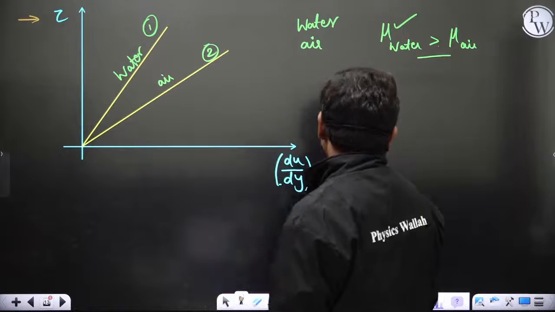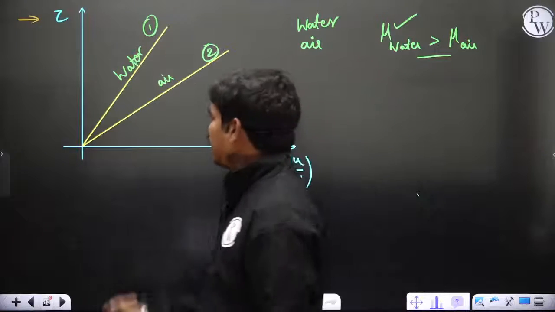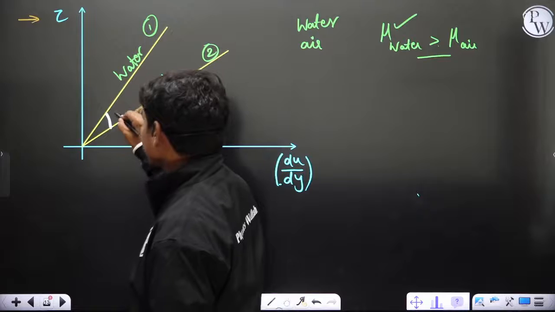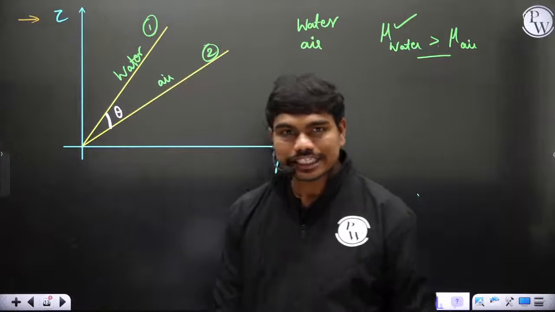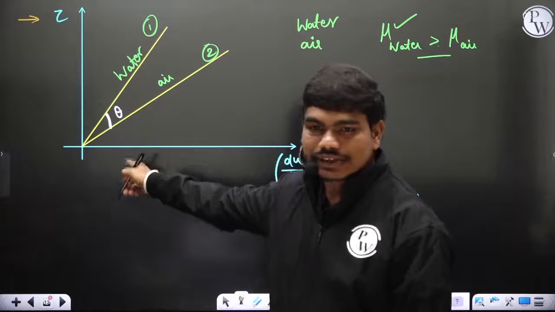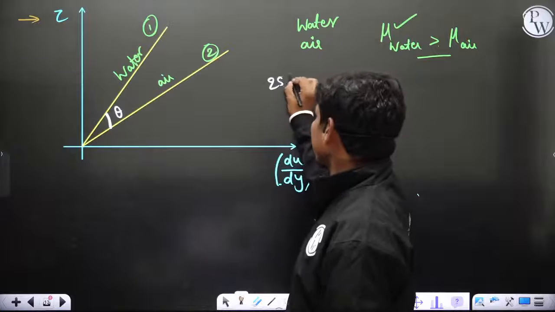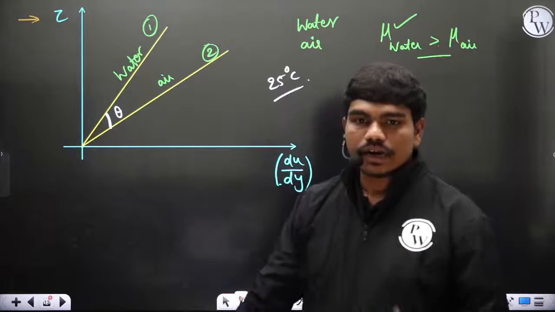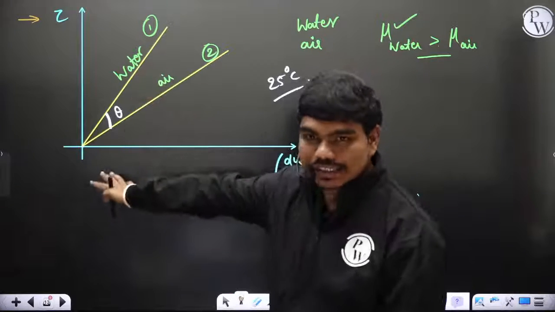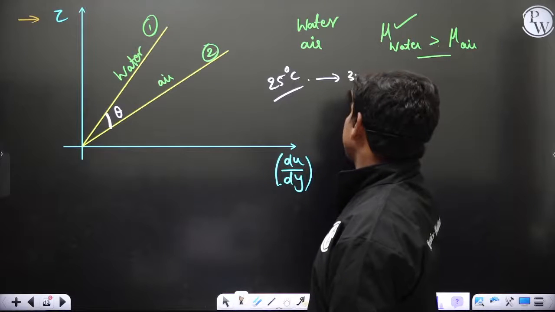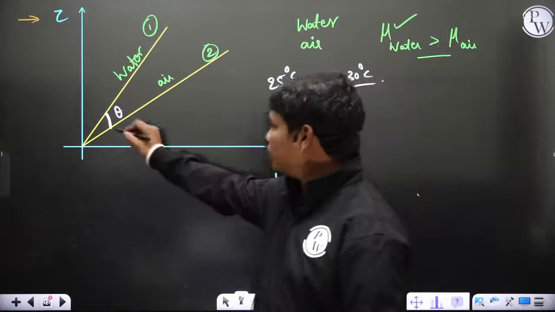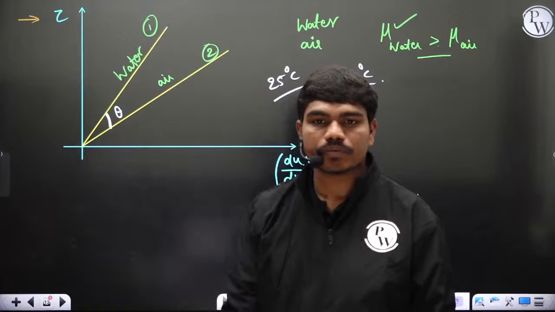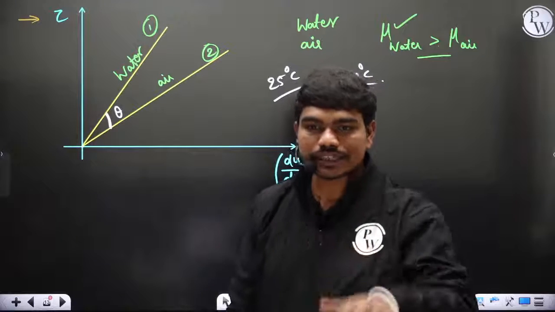So clearly you can see this mu of water is large as compared to mu of air. Now one more question: let us suppose this angle is theta. If that angle is theta, let us suppose this is the graph at 25 degrees Celsius. Now let us suppose I construct the same graph at 30 degrees Celsius. Can anyone tell me what happens to theta? Will theta increase, decrease, or remain the same?